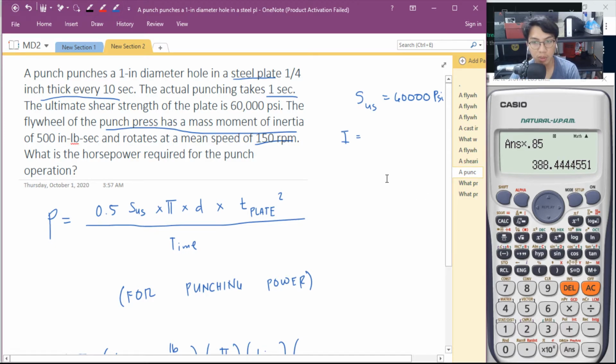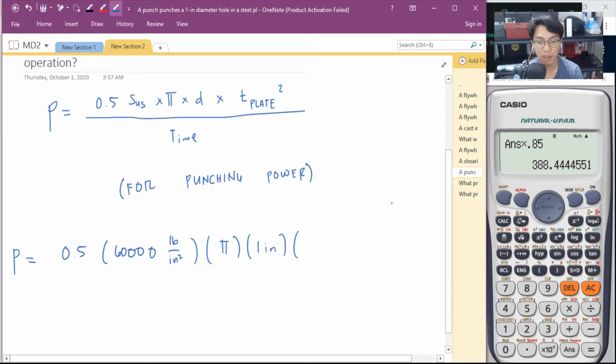Mass moment of inertia. In a 1/4 inch thick... Dito, hindi to 1/4 inch. This is, 1/4 inch nga. 1/4 inch. 0.25 inch thick plate. Square natin.